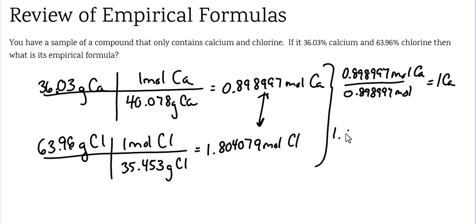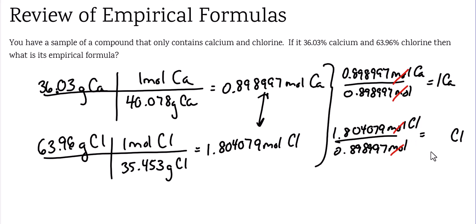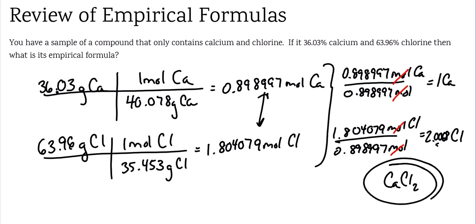I'm going to take the other one, the chlorine, and divide it by the smallest mole amount. Notice I'm not including the unit or label calcium. The reason I'm not doing that is I want to see moles go away and just leave me with a number of these things. And so when I do this, I get 2.0068. Am I within a tenth of a whole number? Yes. So I'm going to go ahead and round to 2. And so I can state that this is the empirical formula.